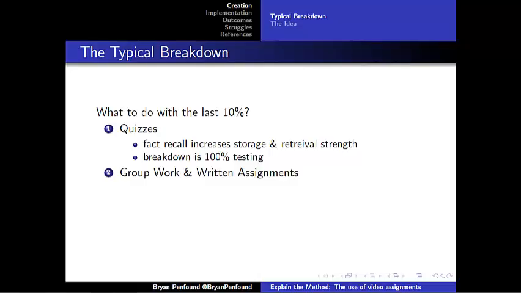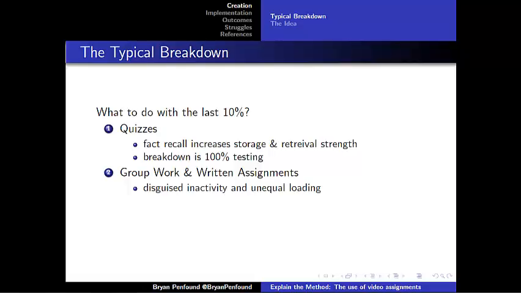So something else we might consider to do with this last 10% is something along the lines of group work or written assignments. However, Tom Bennett, in a very popular article in the TES, discusses how group work tends to lead to disguised inactivity, or students who look like they're doing work but actually aren't doing anything at all. Group work can also lead to something we call unequal loading. This means that specific students might be doing more inside of the group compared to other students.